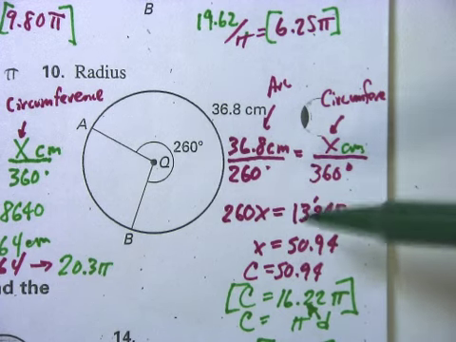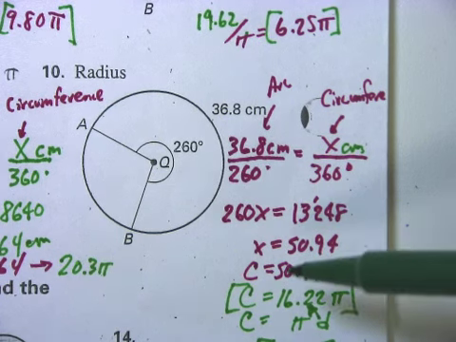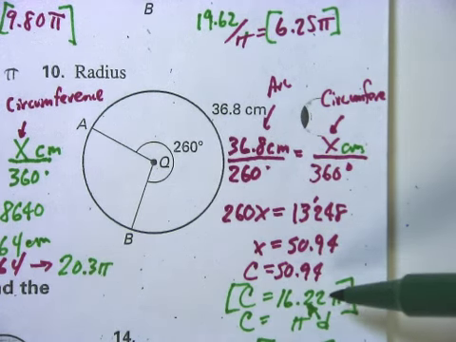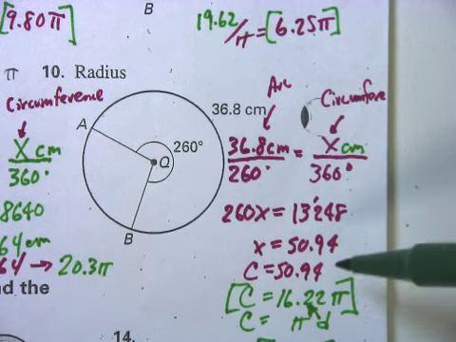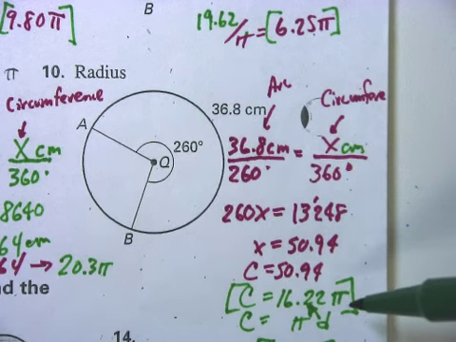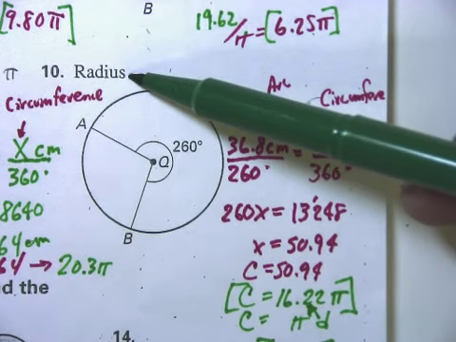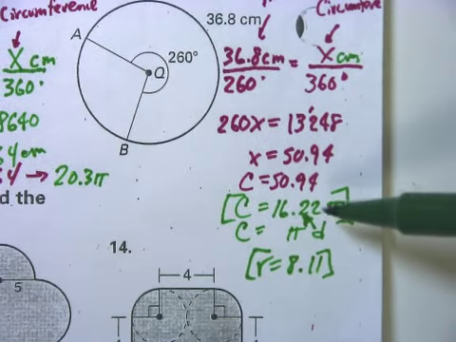260 times x is 260x. 36.8 times 360 is 13,248. Divide both sides by 260. X is 50.94. So really, the circumference is 50.94. And then just to put it in terms of pi, I divide 50.94 by pi, and I get 16.22 pi.